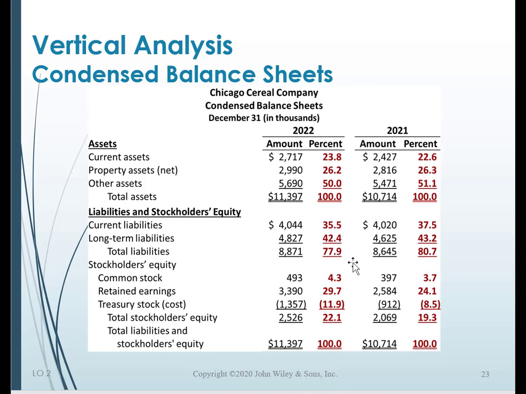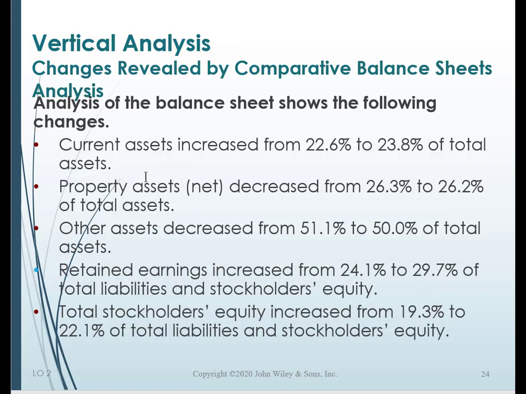But you can see that what? Liabilities have decreased. Well, what does that mean? Well, it looks like here that we had $4,600 in long-term debt in 2021. Now it's $4,827. So we paid off some debt. There's also some changes down below. So let's see what they summarize.